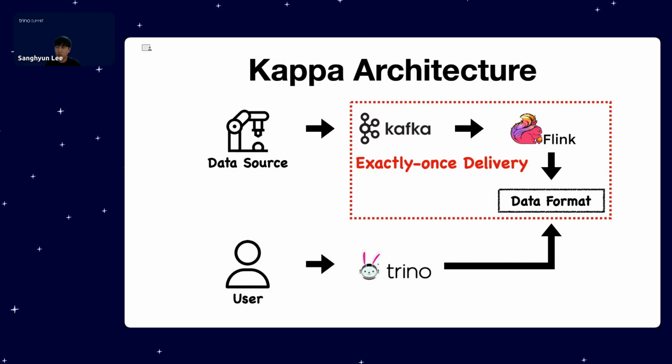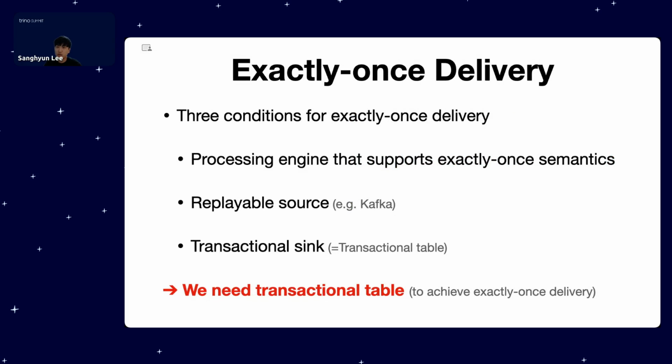To choose the right data format, we need to learn more about exactly once delivery. This is because exactly once delivery cannot be achieved simply by using a processing engine that claims to support exactly once delivery. Instead, all the components need to work together. We need three things for exactly once delivery: processing engine, replayable source, and transactional sink. The processing engines guarantee exactly once delivery only for the source and sink that meet these conditions.